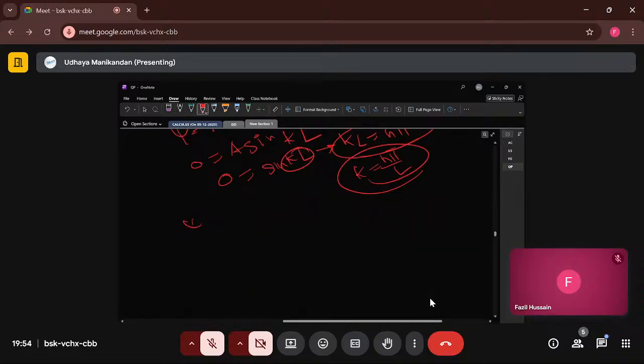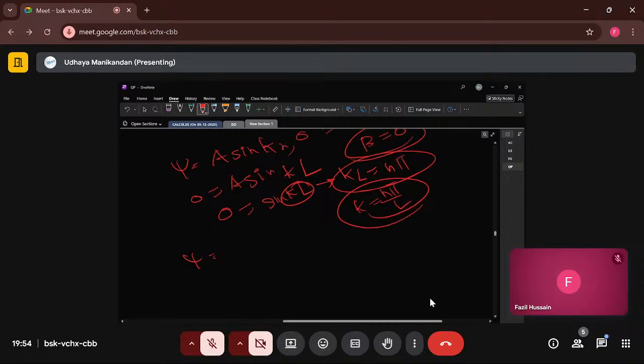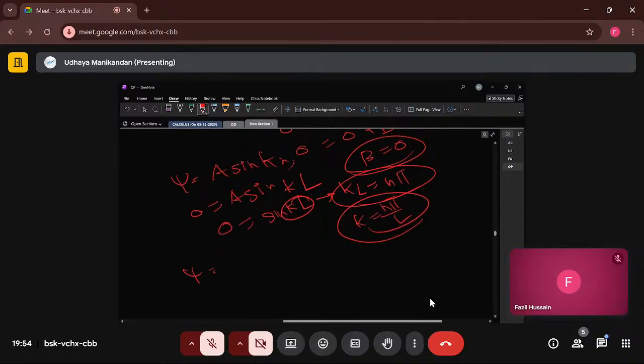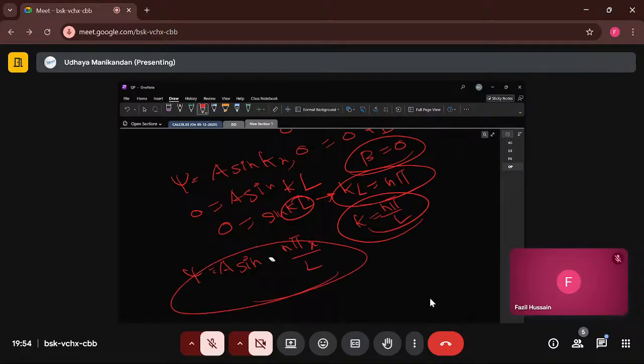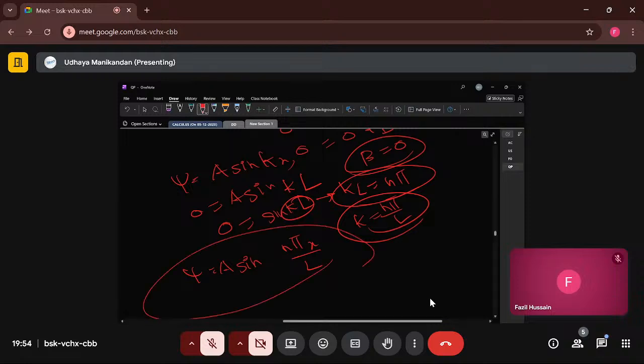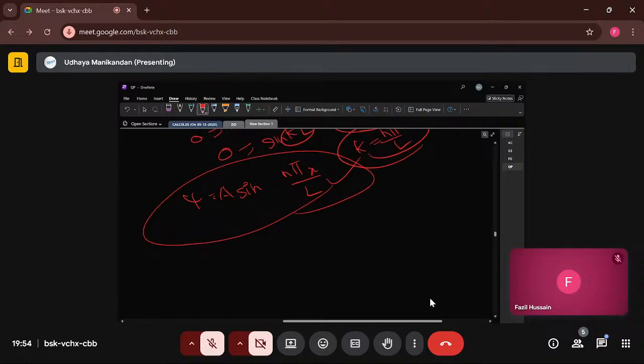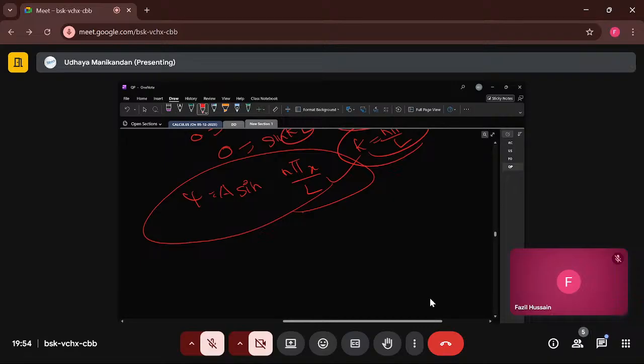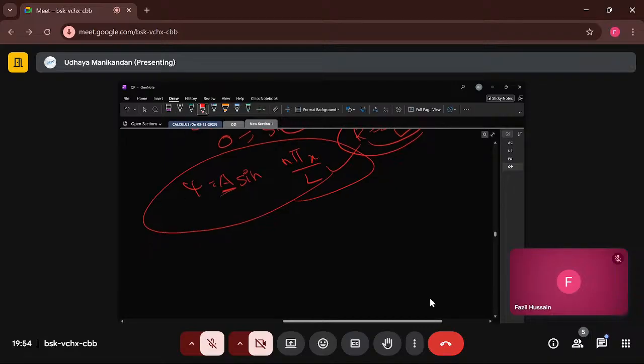So I can substitute my psi. See, eventually my psi is getting to the perfect form now. A sin kx was there. Since k is n pi by L, I can just substitute n pi by L, and x was already there. So psi is equal to A sin n pi x by L. Now again, still I don't know A. What am I going to do?